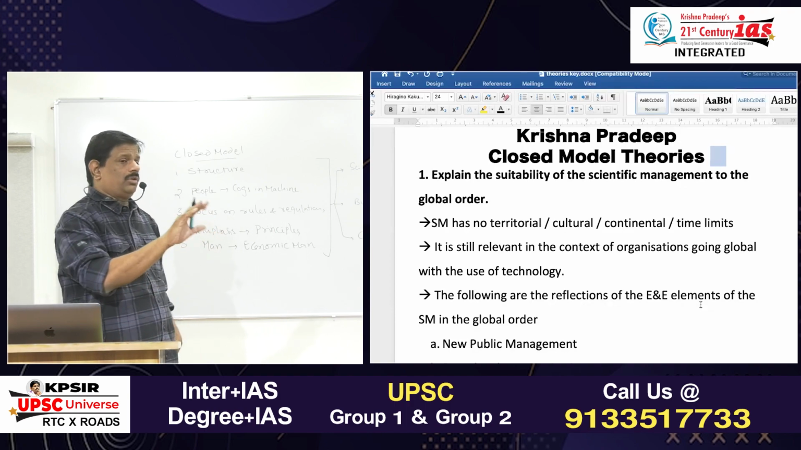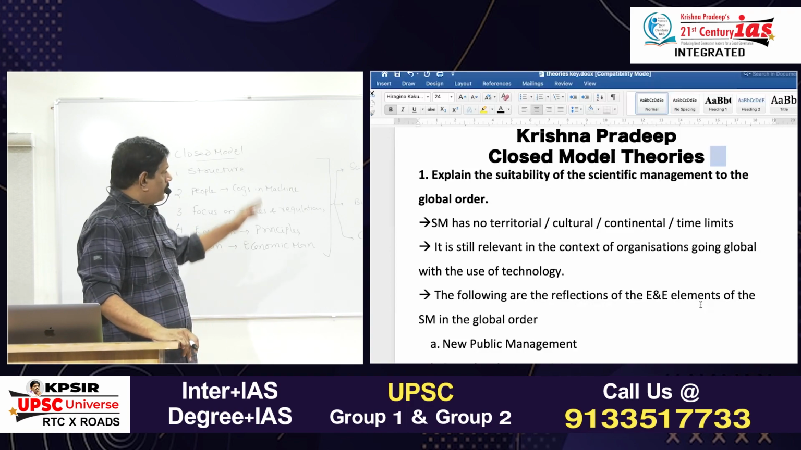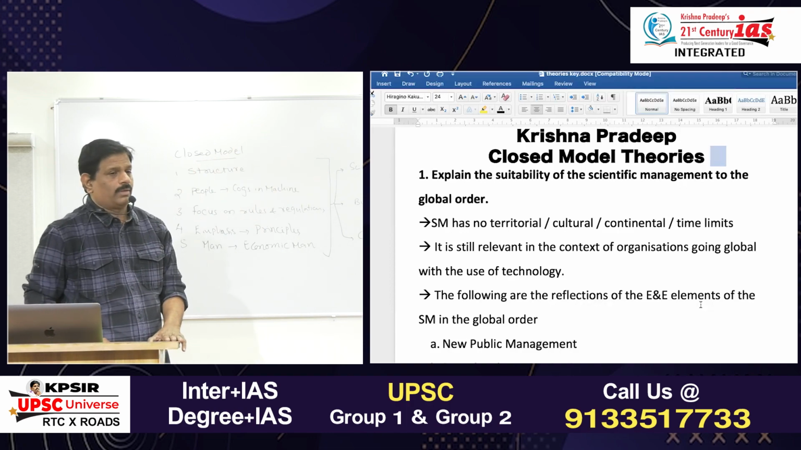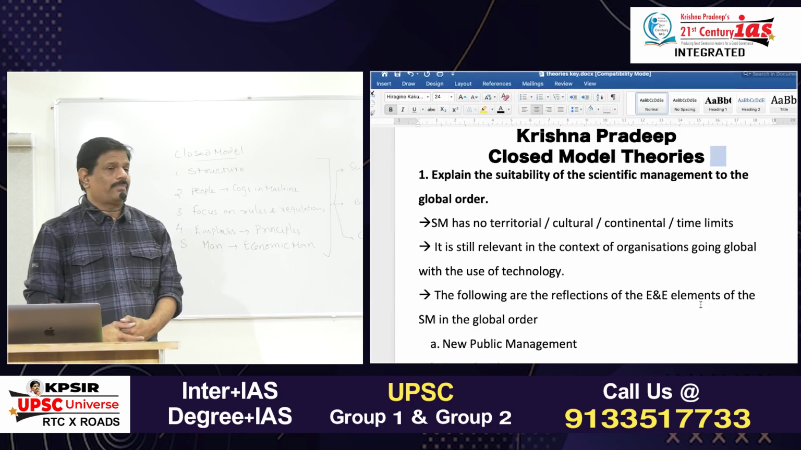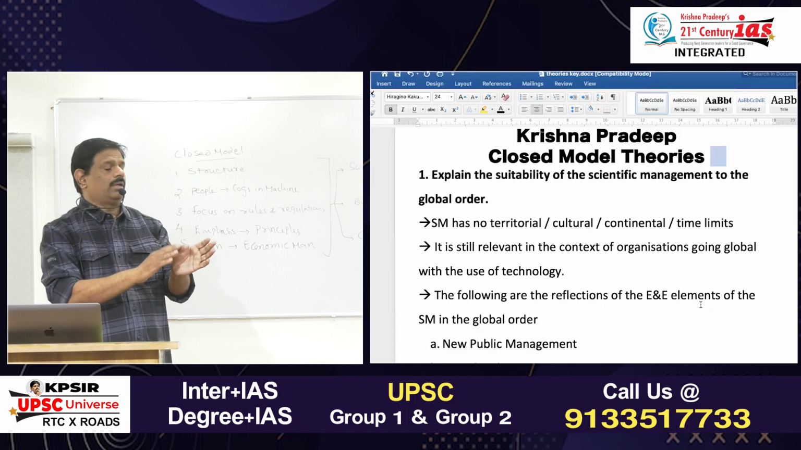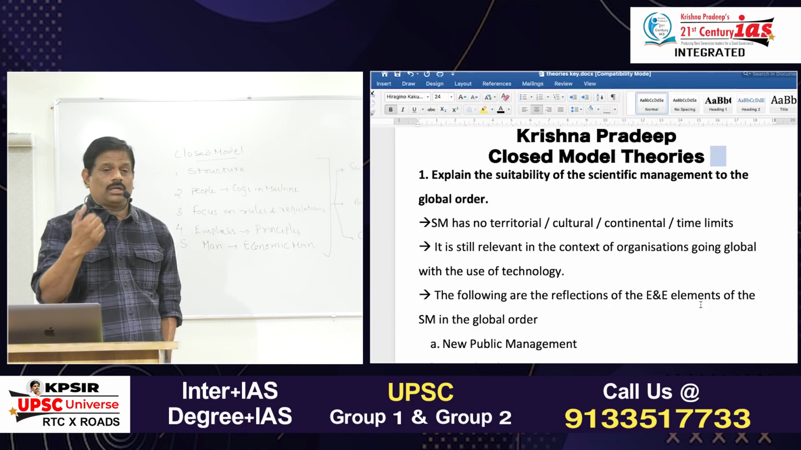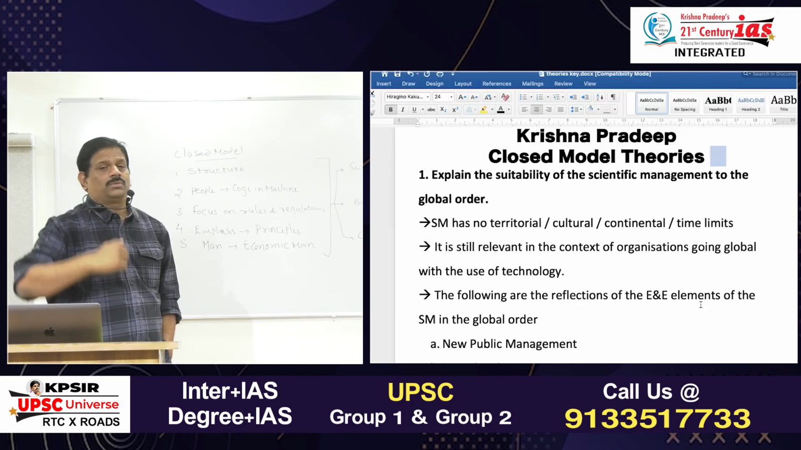The consequences will be both positive and negative, not merely positive. So when scientific management was actually implemented, what happened is that productivity in the organizations increased. Organizations like the Ford Company sold their cars on a worldwide level. So that is a positive aspect.